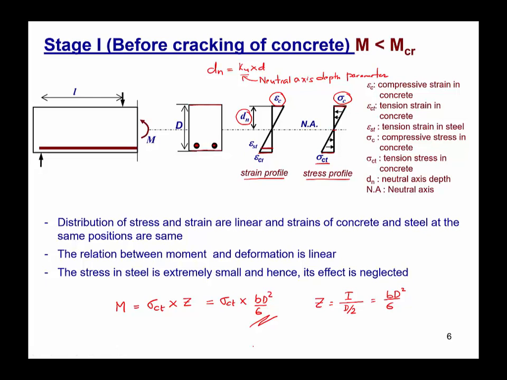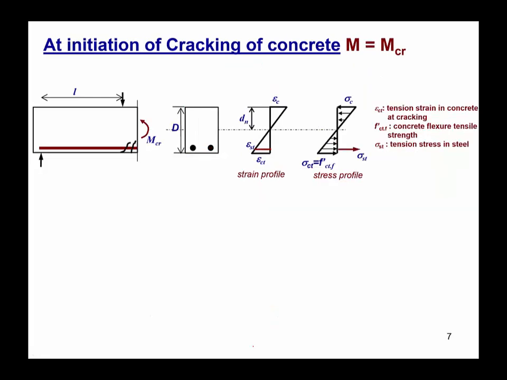Now, if we further increase the load for this beam, the strain and the stress will increase as well. As you can see, the strain in the steel and concrete has also increased, and the stress will keep on increasing. At a certain point, the tensile stress in the concrete at the bottommost fiber will reach the tensile strength of the concrete, which is denoted by F-CT.F. And at that point, when the stress is equal to the tensile strength of the concrete, the concrete will start to crack at the maximum bending moment region.